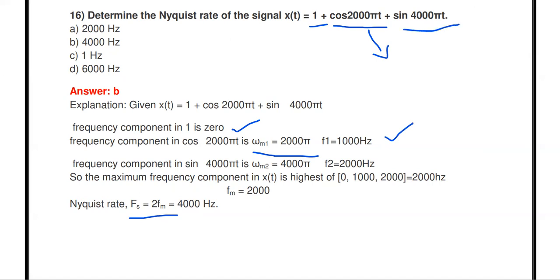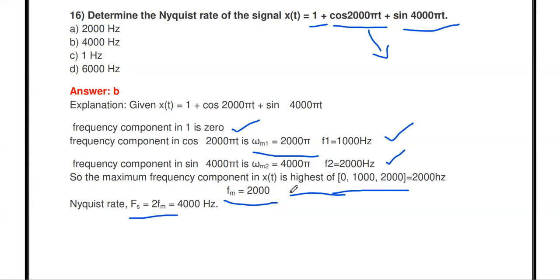Similarly, you compare the third one, sine 4000 pi t. For the frequency component of sine 4000 pi t, you compare it with the standard sine signal. So omega m2 equals 4000 pi, so f2 equals 2000 hertz. Okay, so we calculated that the first component frequency is 0, the second component frequency is 1000, and the third component frequency is 2000. Out of these three, which one is highest? 0, 1000, 2000: the highest frequency is 2000 hertz.